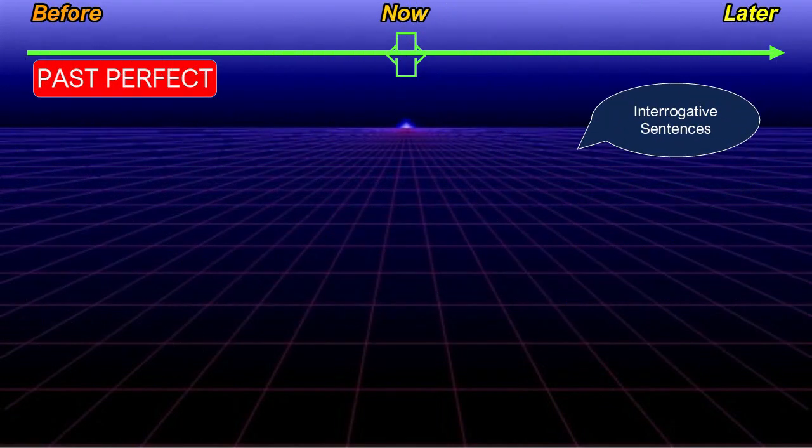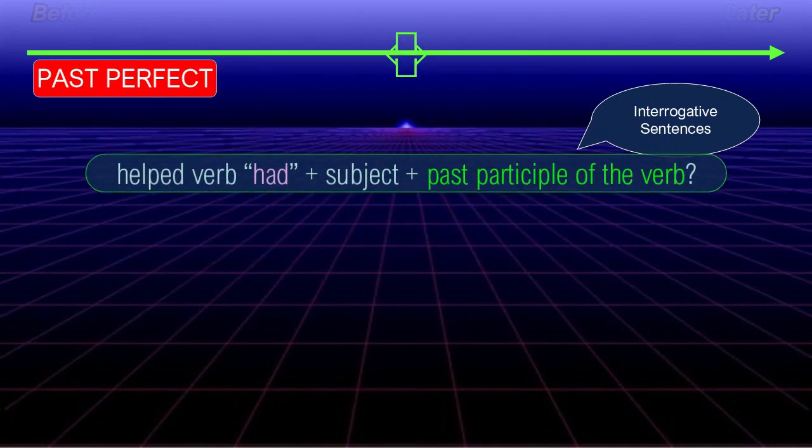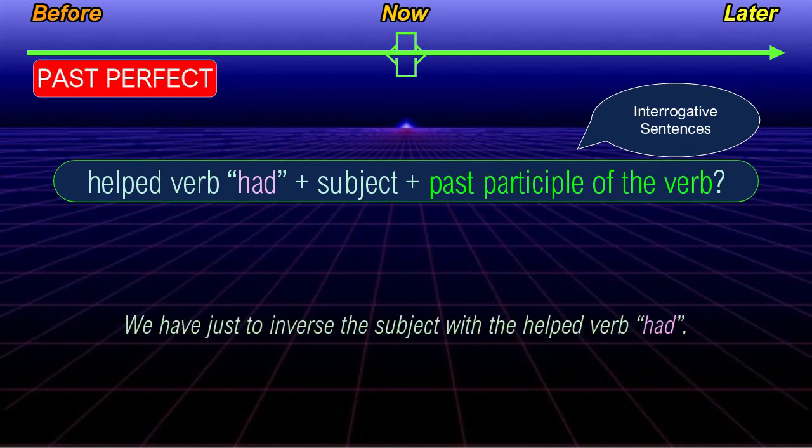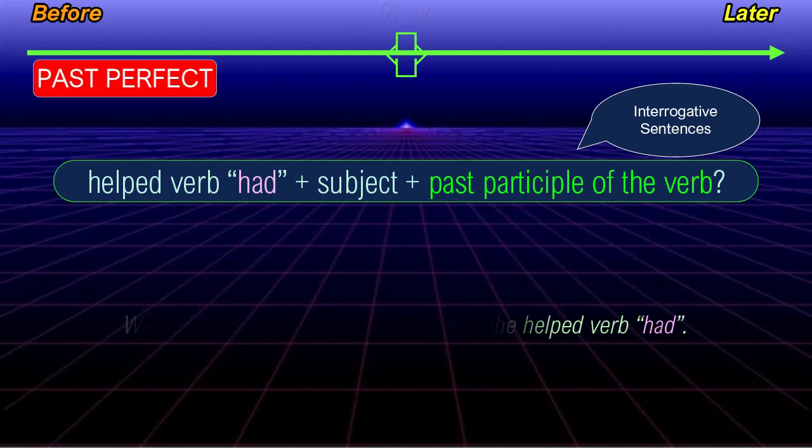The structure of the past perfect in interrogative form is helped verb had plus subject plus past participle of the verb. We have just to inverse the subject with the helped verb had.